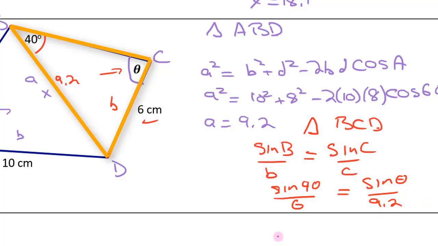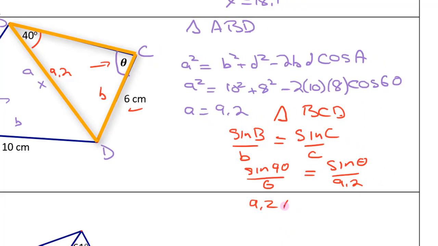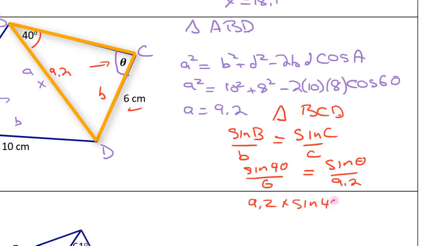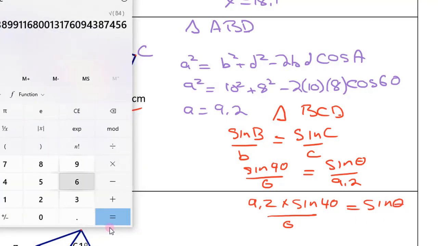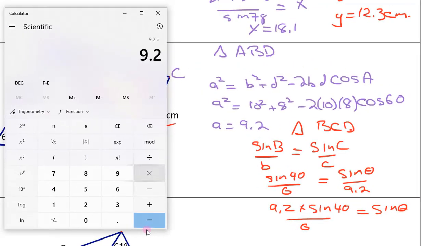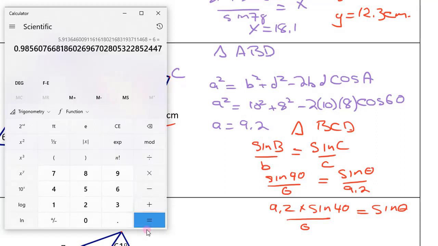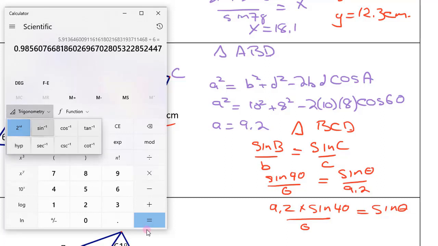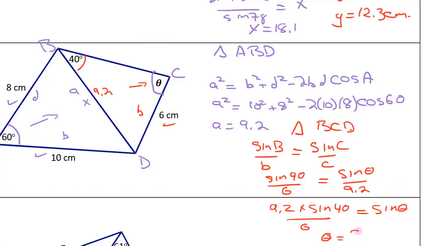We just calculated that. Cross multiplying, I get 9.2 times the sine of 40 degrees over 6 is going to equal sine of theta. Let's pull up our calculators, and we're going to go 9.2 times 40 sine equals divided by 6 equals. So now I know the sine of theta is going to equal 0.9856. I want to find out what theta is, so I'm going to use my sine inverse function. So theta equals 80.3 degrees.